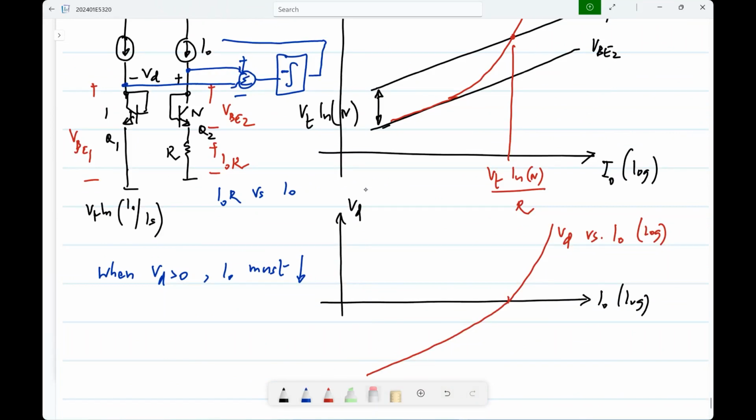Any questions? So if I complete this negative feedback loop, it should settle to the point where, will it settle to? When Vd equals 0, the integrator input is 0, which means you will have at that point the current sources providing Vt log n by R, and then you can take current mirrors and mirror them any which way you want.